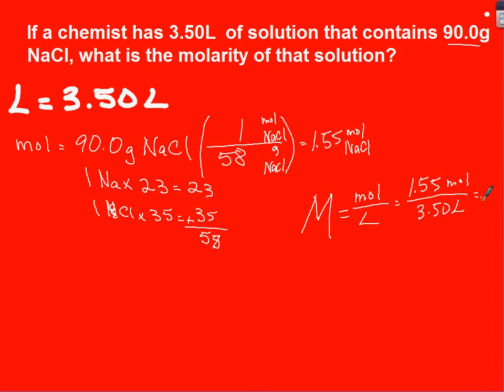How many sig figs should I have? 3. So it should be 0.443, and the unit is a big M. 0.443 molar or 0.443 molarity, depending on who you're talking to. So it's a 0.443 molar solution of sodium chloride. And that's just the strength of it. Not that strong. Any problems so far?